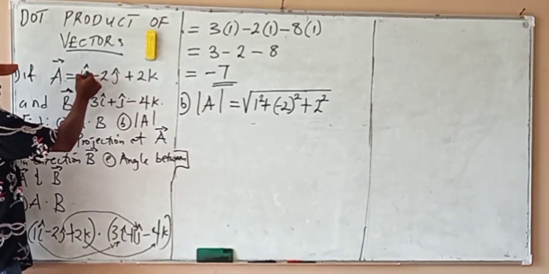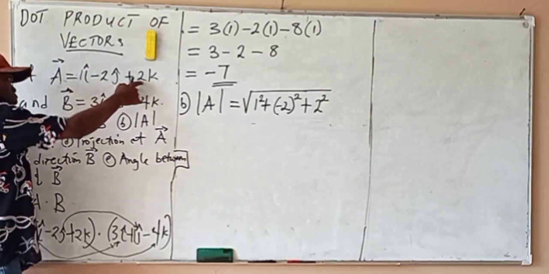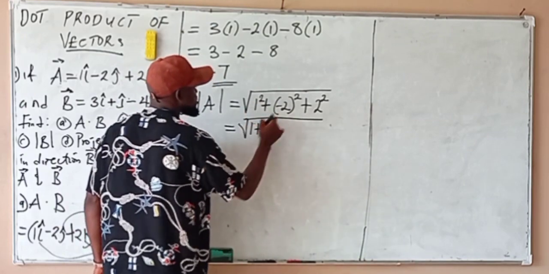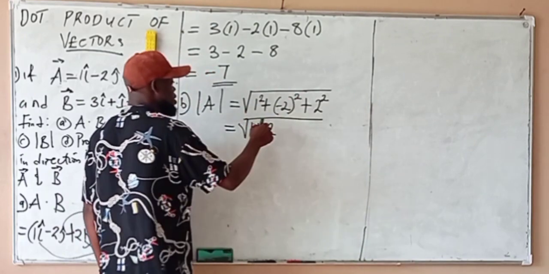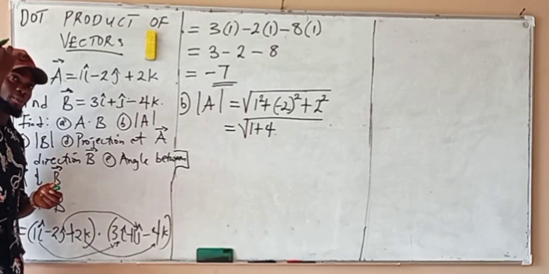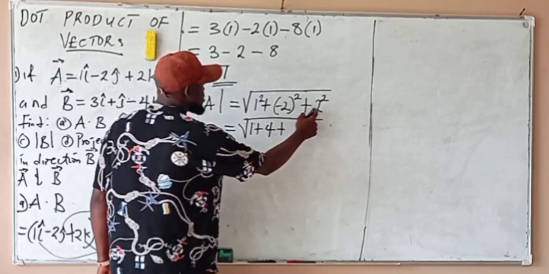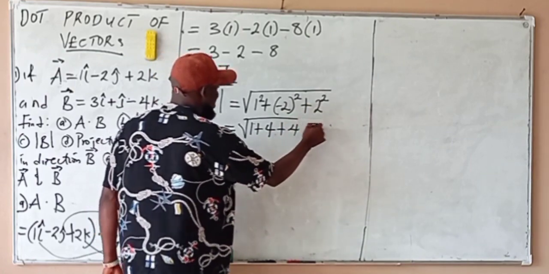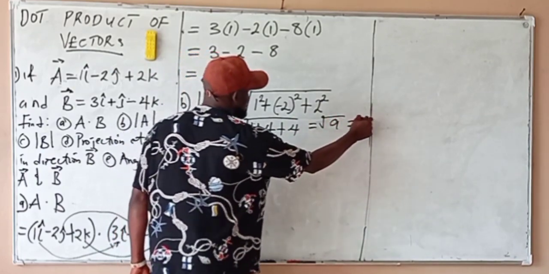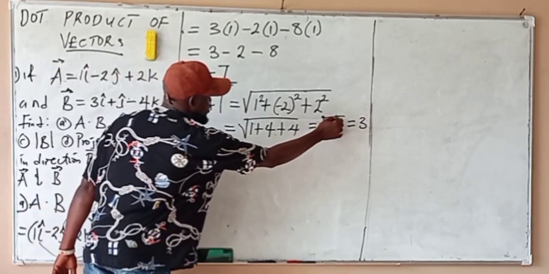Coefficient of this one is 1. So take this one, square it, plus take this minus 2, square it, plus take this 2, and square it. Then I'm going to have the square root of 1 square is 1, plus minus 2 square gives us 4. The minus sign will go, because a negative number raised to an even power will be positive. I've explained that before in some of our videos. Then plus 2 square is 4. Then we're going to have the square root of 4 plus 4, 8, plus 1, 9, which is equal to 3. So the magnitude of A is equal to 3, take note of that.